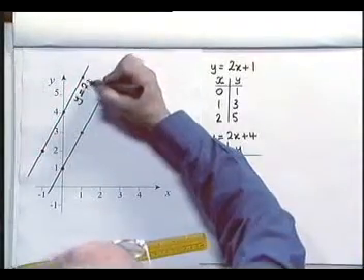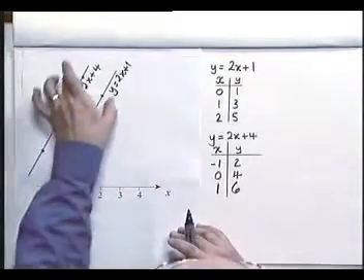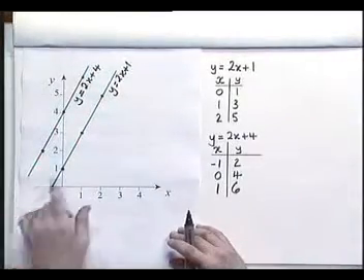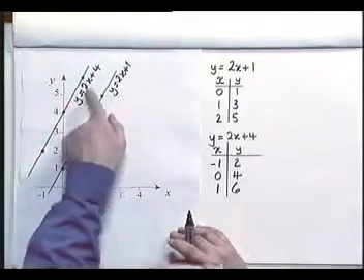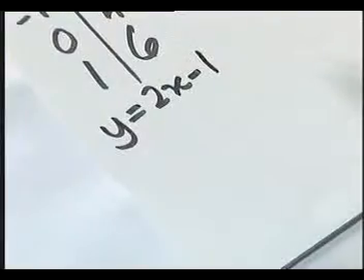That's the line, y equals 2x plus 4. And you'll notice from looking at it that the two lines that we've now drawn are parallel, and that's precisely because they've got the same gradient, the number multiplying x. Let's look at one more. y is 2x minus 1.